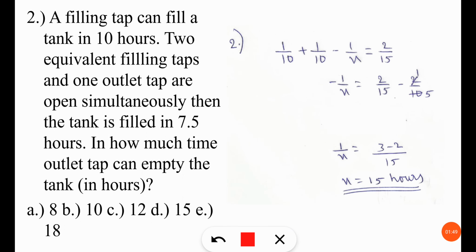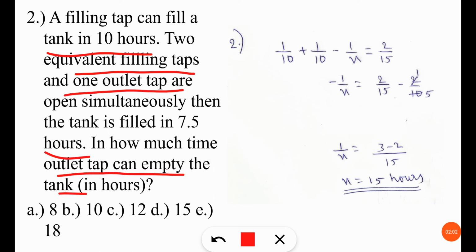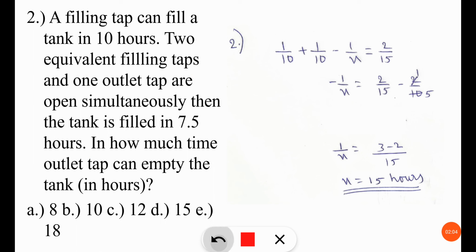Pipes and cisterns. A filling tap can fill a tank in 10 hours. Two equivalent filling taps and one outlet tap are opened simultaneously. Then the tank is filled in 7.5 hours. In how much time can the outlet tap empty the tank, in hours? Here one inlet tap is there which fills in a span of 10 hours. The same kind of another tap is there which also fills in 10 hours. So in 1 hour the work is 1 by 10 and another is 1 by 10. We don't know the work of the outlet pipe, so we consider it as 1 by x.